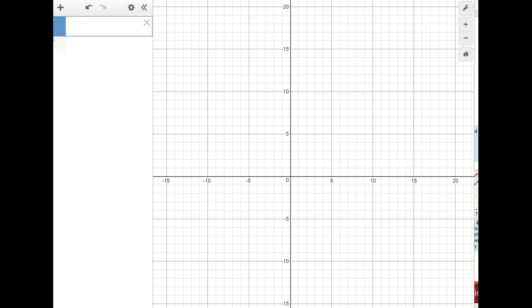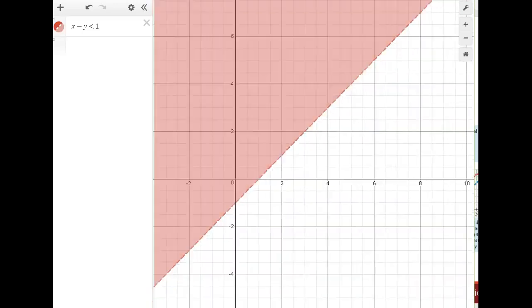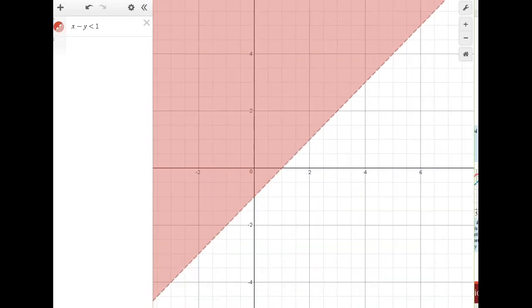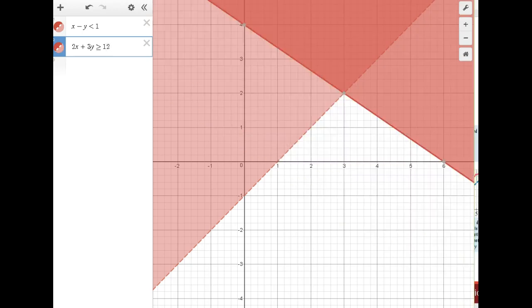Bring up Desmos to check your answer. Notice the dashed line and notice the intercepts. The intercepts are correct. Always check, even if you're using a graphing tool. The second inequality is 2x plus 3y greater than or equal to 12.